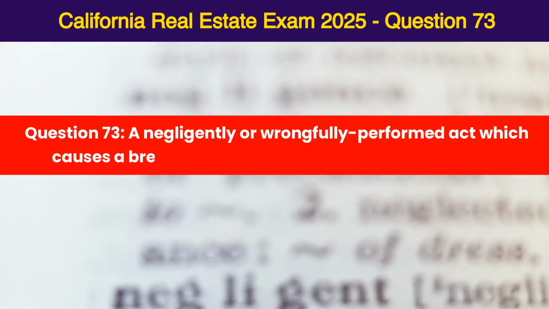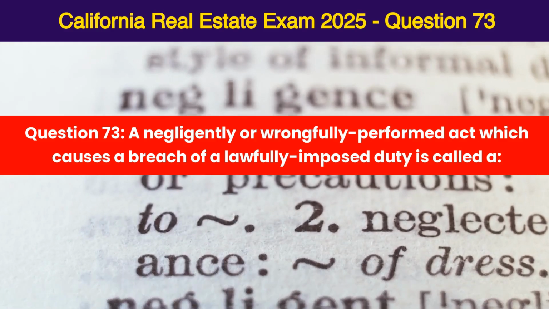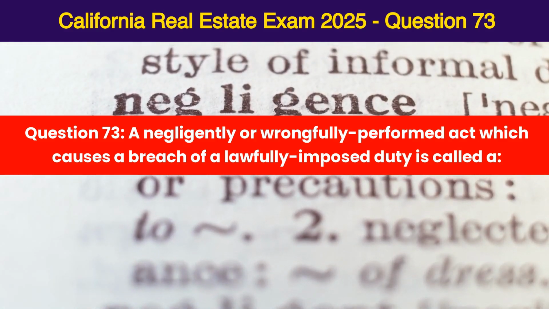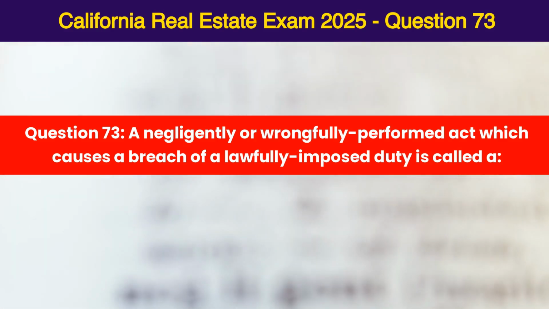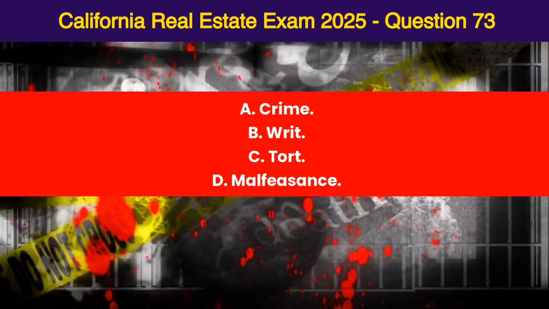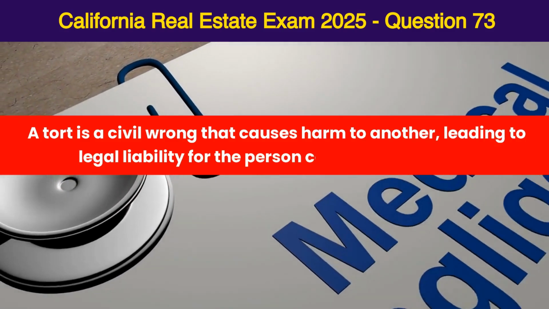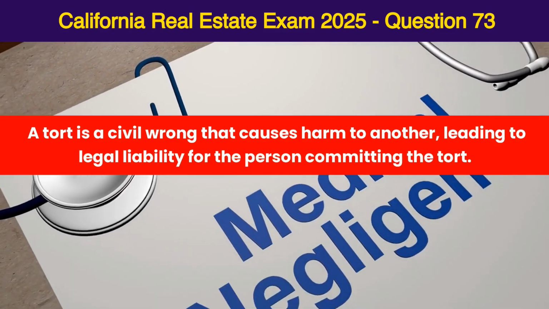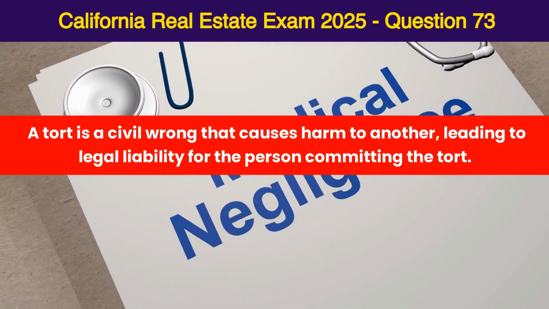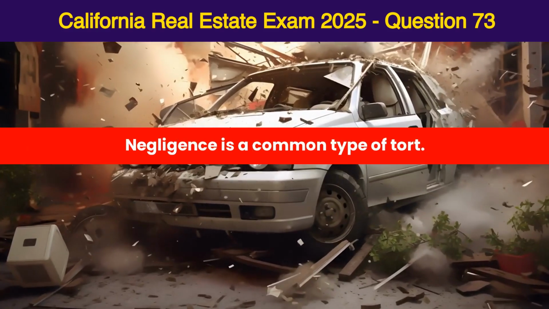Question 73. A negligently or wrongfully performed act which causes a breach of a lawfully imposed duty is called A. Crime. B. Writ. C. Tort. D. Malfeasance. Correct answer is C. Tort. A tort is a civil wrong that causes harm to another, leading to legal liability for the person committing the tort. Negligence is a common type of tort.